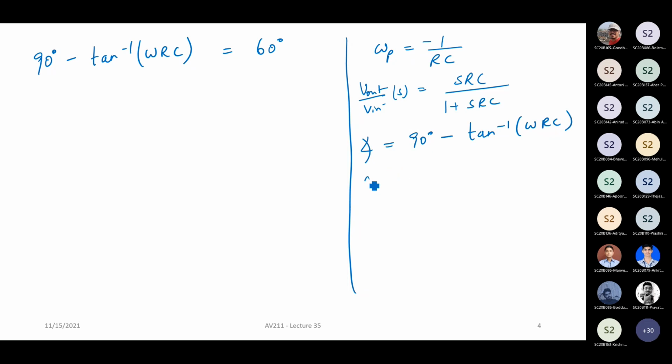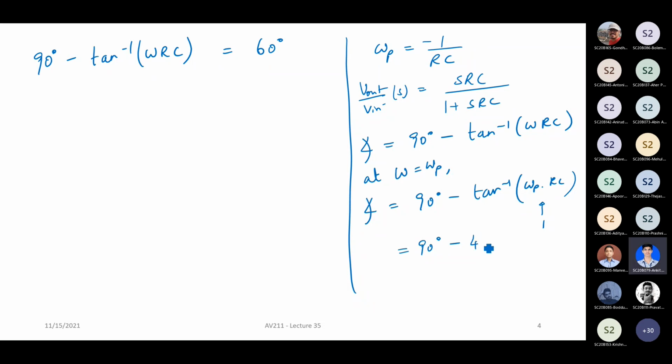So if you substitute at omega equal to omega P, what does the angle become? 90 degree minus tan inverse of omega P multiplied by RC. So this factor will become 1, right? So you'll have 90 degrees minus, what is tan inverse of 1? Sir, 45 degrees. 45, right? So the angle at that particular frequency becomes 45 degrees.